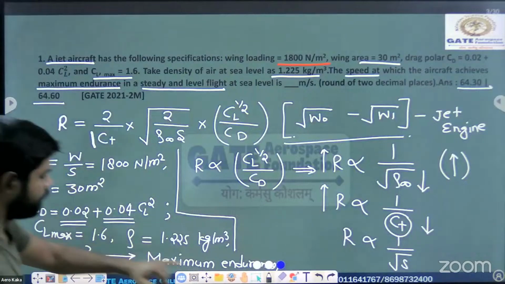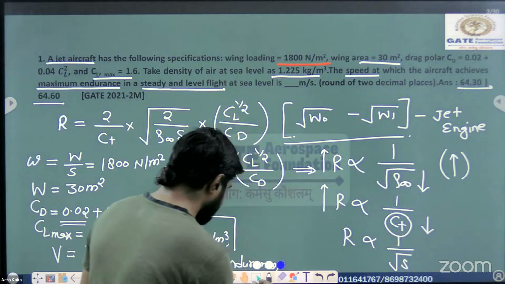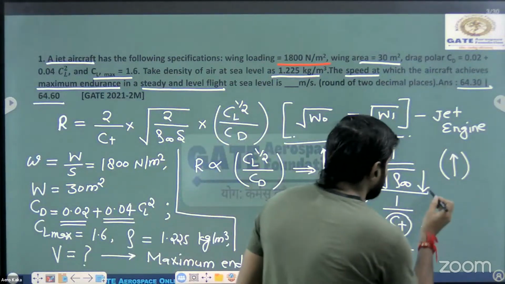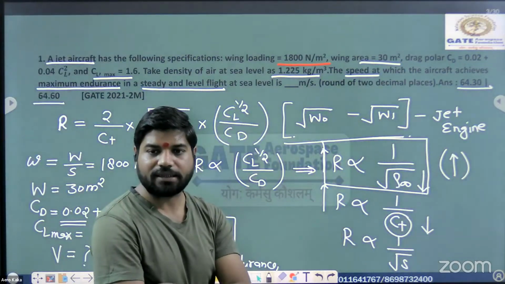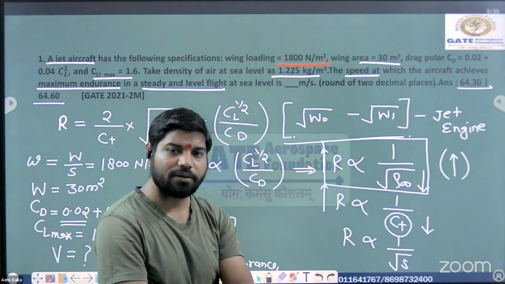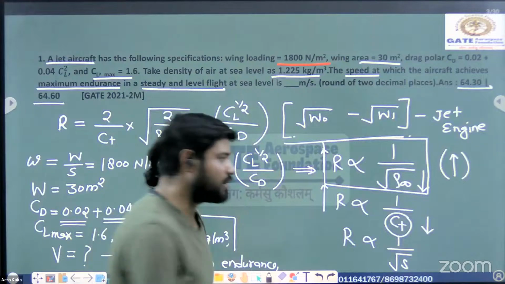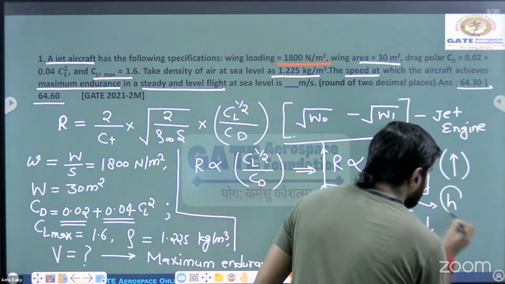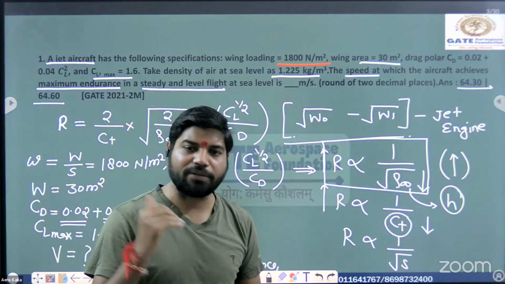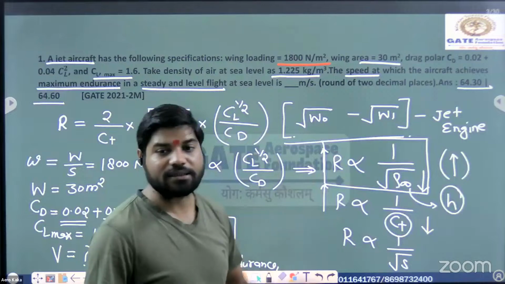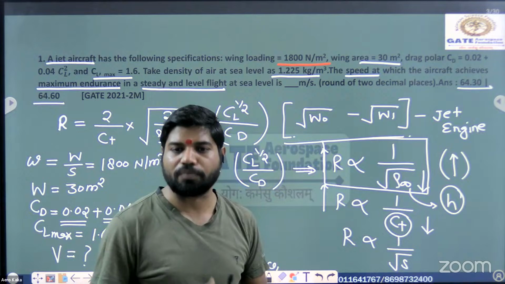Now, look carefully. This is our range formula, right? The range of the aircraft depends upon what? It depends upon the density. Say yes or no? Am I audible? What is this density here? This density is directly associated with the altitude of the aircraft. So as the altitude increases, the ambient density decreases. If the ambient density decreases, it means the range increases.